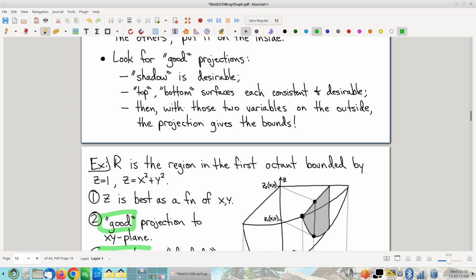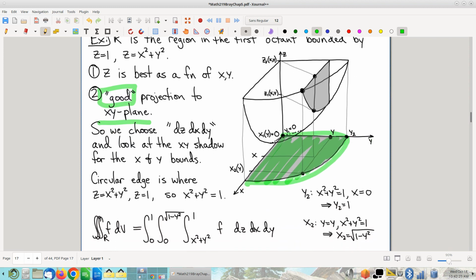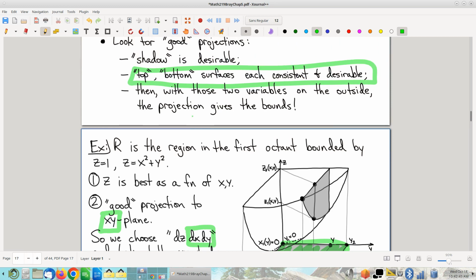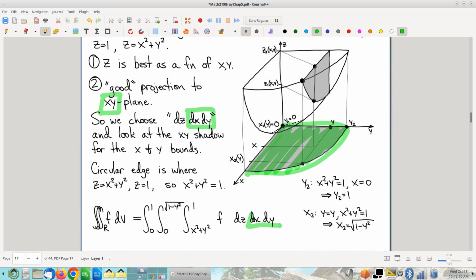And now I'm going to say the top and bottom surfaces are consistent and desirable. Now I'm going to have to walk through what I mean by the top and bottom surfaces. So what we're eventually going to be doing, having chosen to do a projection to the XY plane, we're going to put X and Y on the outside. In fact, I think I have that written up here. Yeah, those two variables on the outside. Putting our X and Y on the outside, which means that we're eventually going to have DZ on the inside.